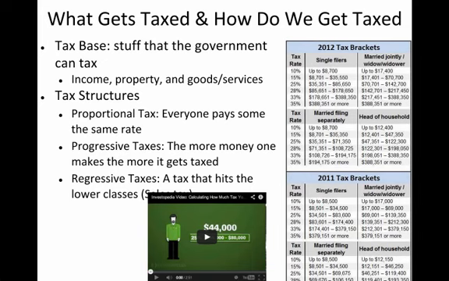A regressive tax is basically a tax that hits lower classes. A great example of a regressive tax is a sales tax. So those are essentially the tax structures that we have or can have in this country.